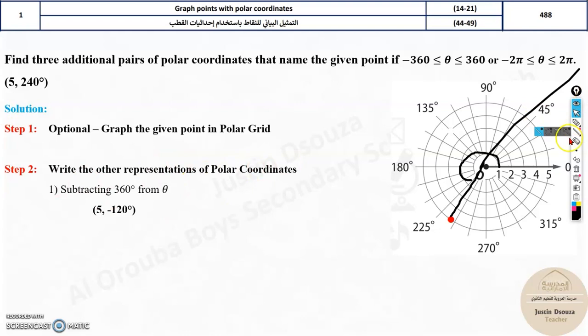Or you do not need to follow any of this. You can just see this. From here it was 240. How much is this other side? It will be 360 minus 240. That will be negative 120, which would land at the same point. And 5. So that would be one answer.